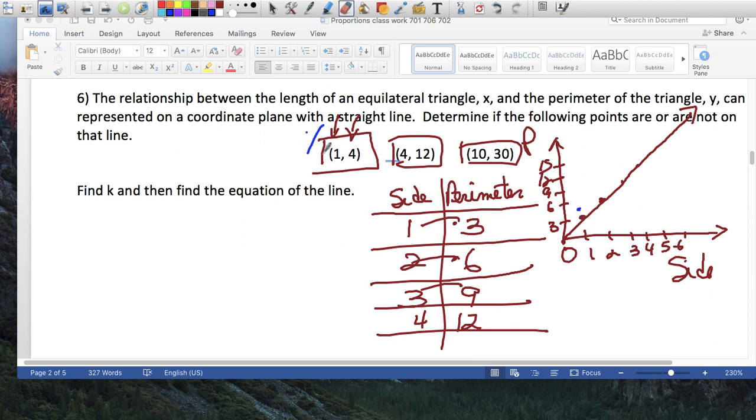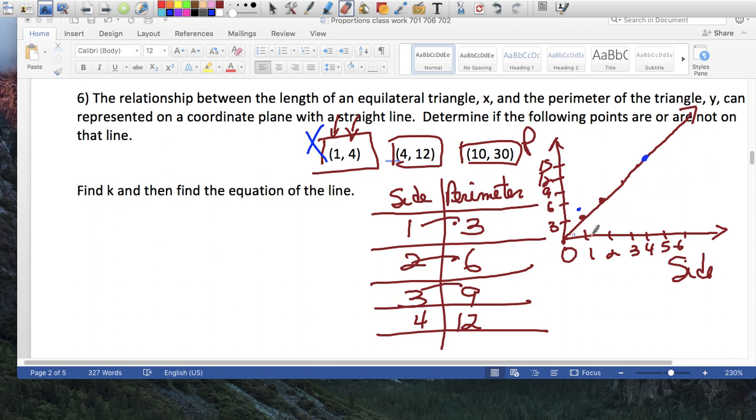So 1 and 4 is not on the line. Besides, the relationship is not the same, right? How about 4 and 12? When the side is 4, will the perimeter be 12? Yes, look, it's right on top of the line.